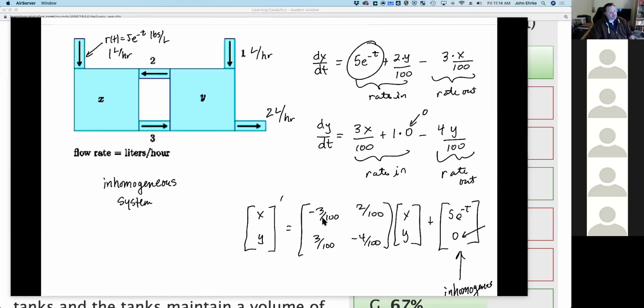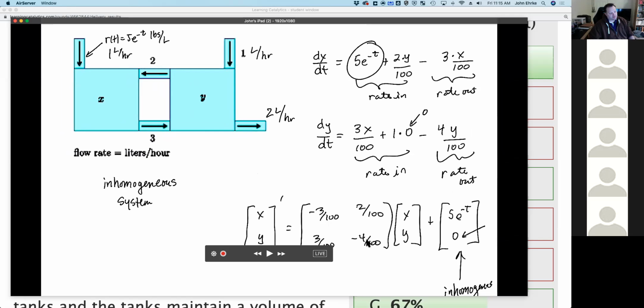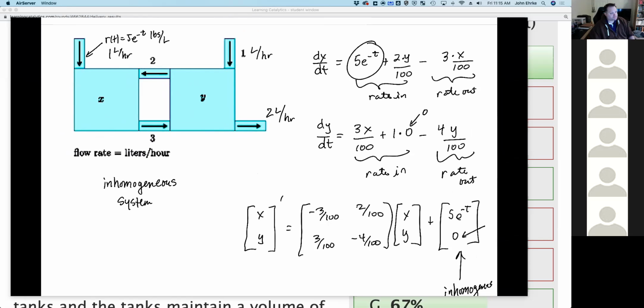The reason the system is linear is because the coefficient matrix here does not depend on the components x and y at all. So you have a linear, inhomogeneous system that's coupled. That would be the correct way to set up this coupled system problem.